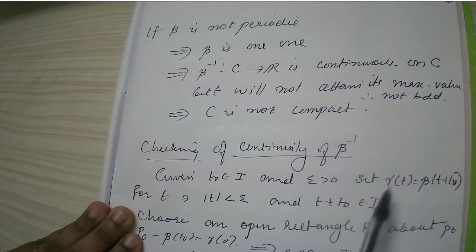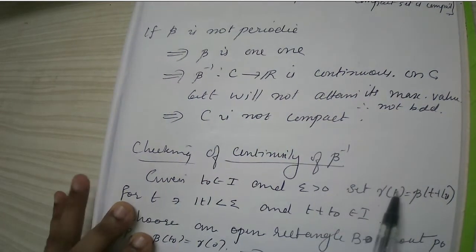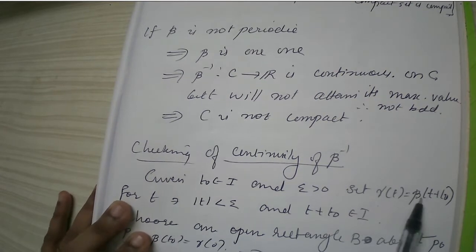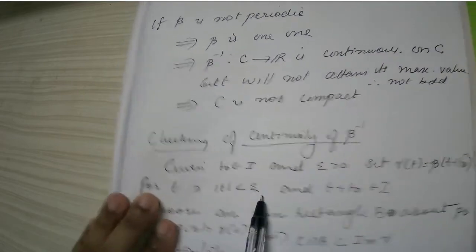So we are setting a gamma in such a way that gamma of t will come as beta of t plus T naught. Okay, with modulus of t we have taken as less than epsilon.